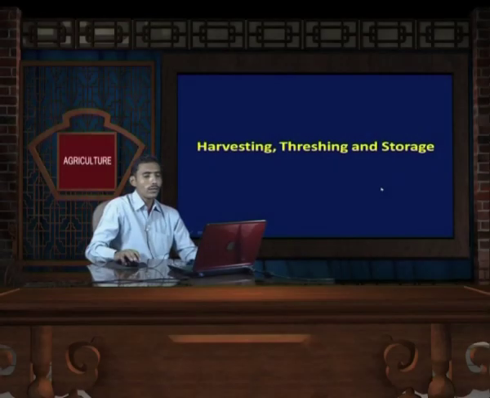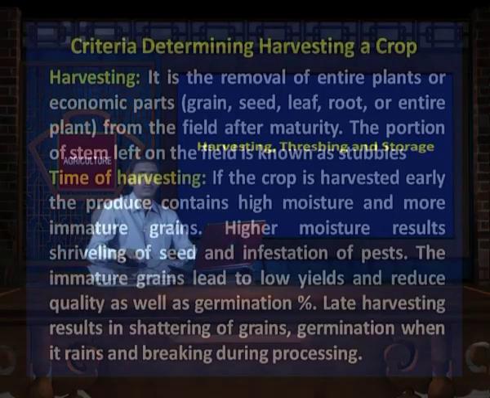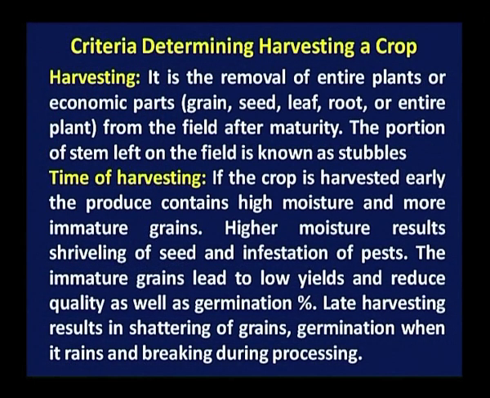In the next section we will discuss harvesting, threshing and storage. Harvesting is the removal of entire plants or economic parts such as grain, seed, leaf, root or the entire plant from the field after maturity. The portion left on the field is known as stubble.